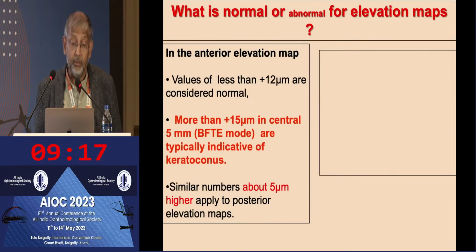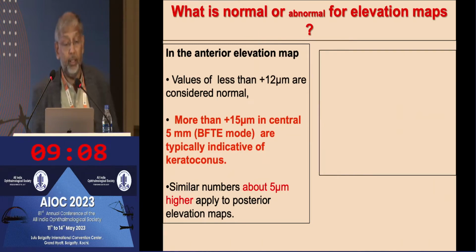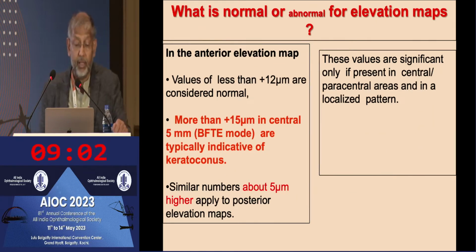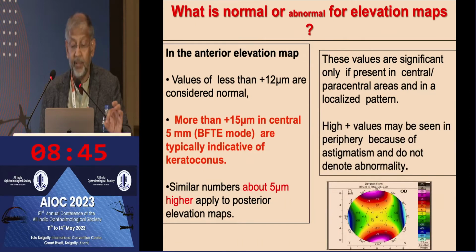So as we all know, on the anterior elevation map, a value of elevation of less than 12 micron is considered normal, and a value more than 15 micron in the central 5 millimeter of the best fit toric ellipsoid mode is typically indicative of keratoconus, and a similar number about 5 micron more applies to the posterior elevation map. These values are significant only if present in the central and paracentral area and in a localized pattern. Higher plus values may be seen in the periphery because of astigmatism, and they do not necessarily mean abnormality.